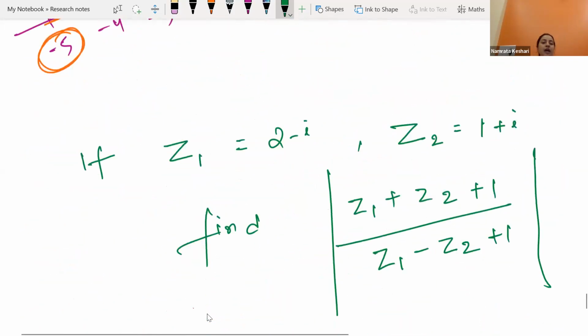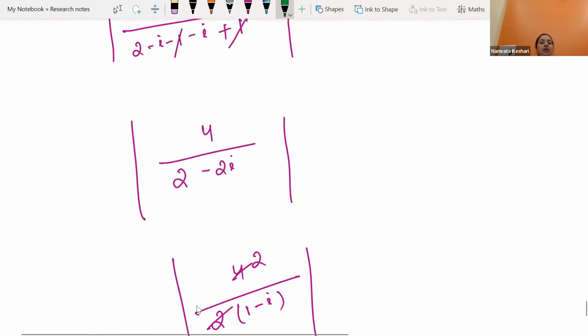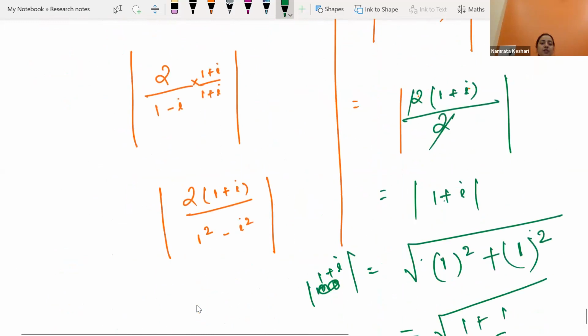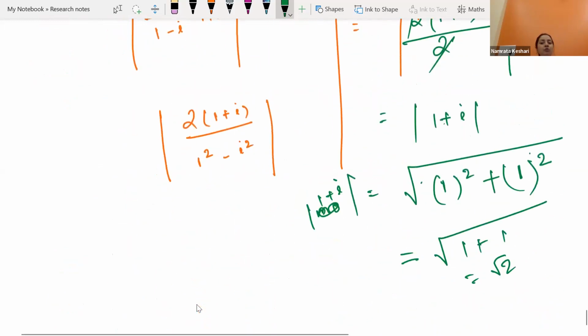Now we had to find the modulus of the given expression. We just simplified the given expression. We kept on doing the simplification and we ended up getting 1 plus i only, and we found the modulus of that. Any confusion? No, ma'am.